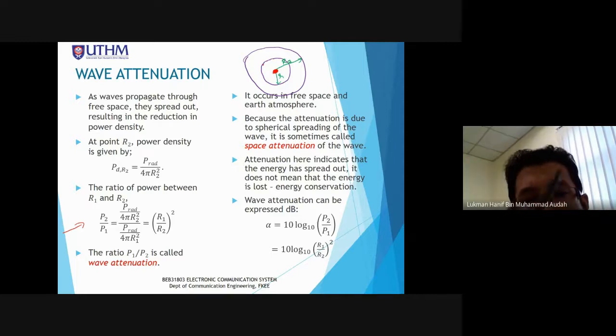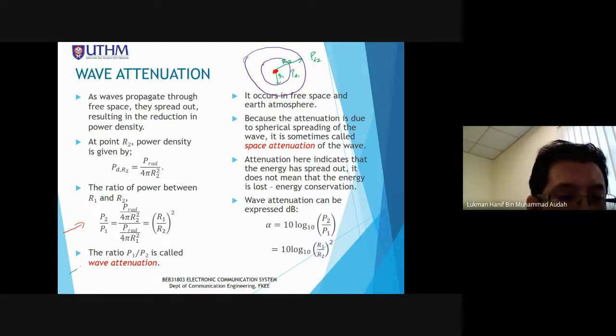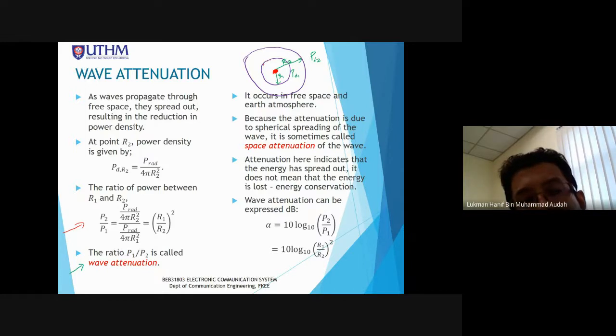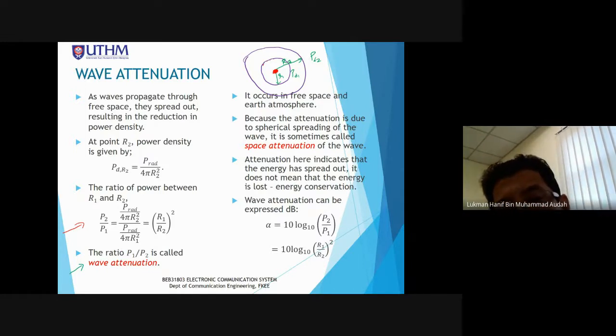Okay, so power density PD1 dan juga PD2, kita faham bahawa power density 2 lebih kecil daripada power density 1 kerana dari segi jarak, R2 lebih besar daripada R1. Okay, so nisbah antara power density 2 dan juga power density 1, inilah yang kita panggil sebagai wave attenuation. Kerana kita anggap lagi jauh gelombang itu bergerak daripada antena, maka dia akan mengalami pelemahan. Okay, pelemahan signal. Kekuatannya menjadi semakin kurang.